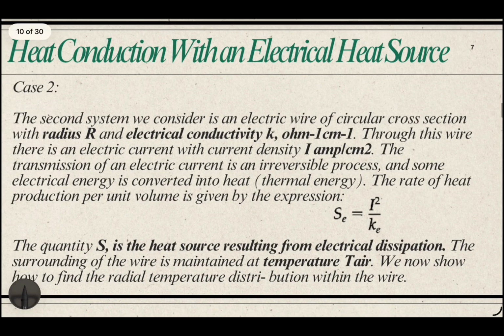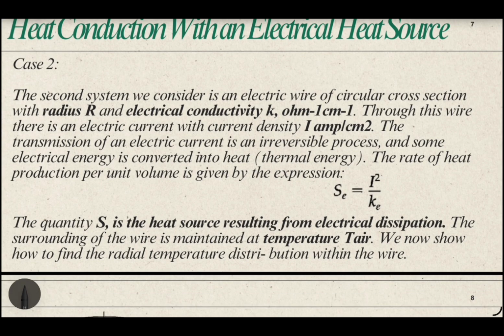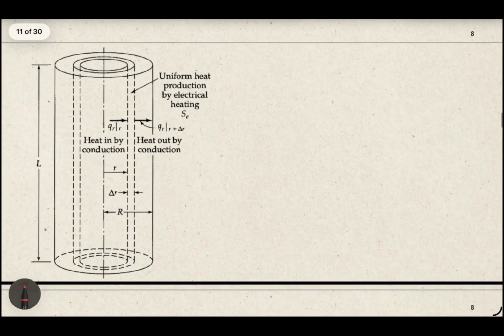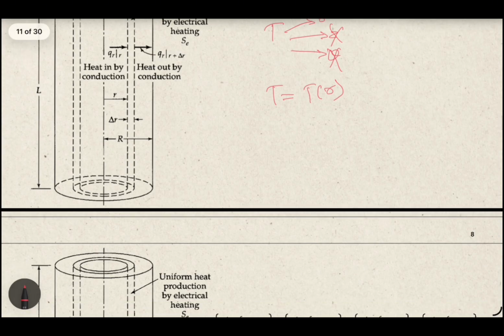Now coming to case 2. In the second case, it's similar to the first case, but the only catch is that the surrounding of the wire is maintained at temperature T air. So now the surface temperature is not given, only the surrounding temperature is given. The whole procedure would be the same: we take T and check for Tz, Tr, T theta, all of which would cancel, so T would be a function of r only, same as the above problem, and we will get the same equation.